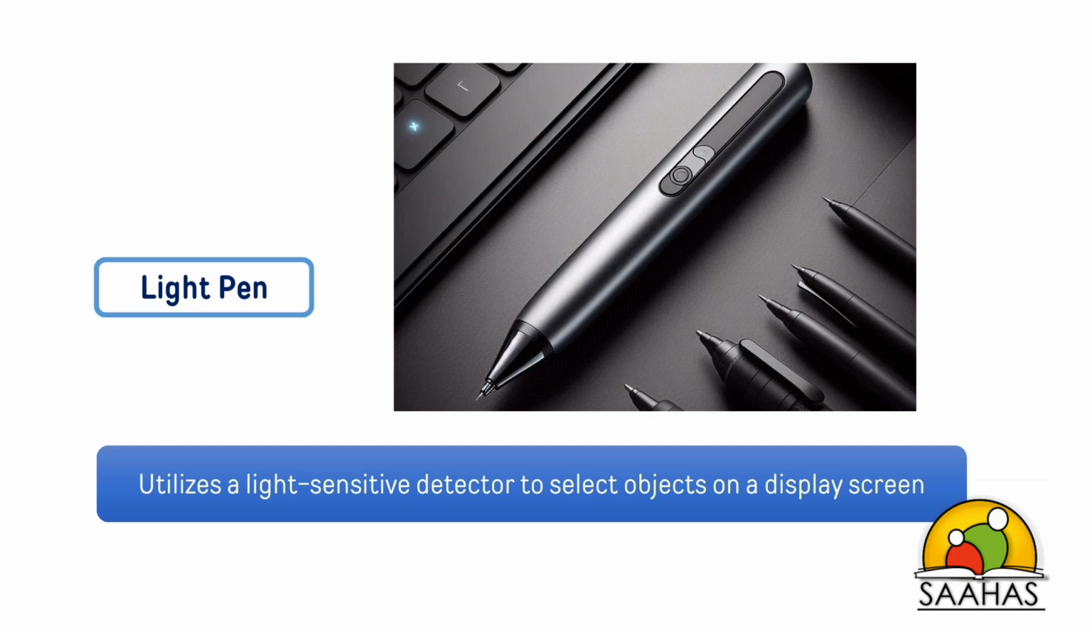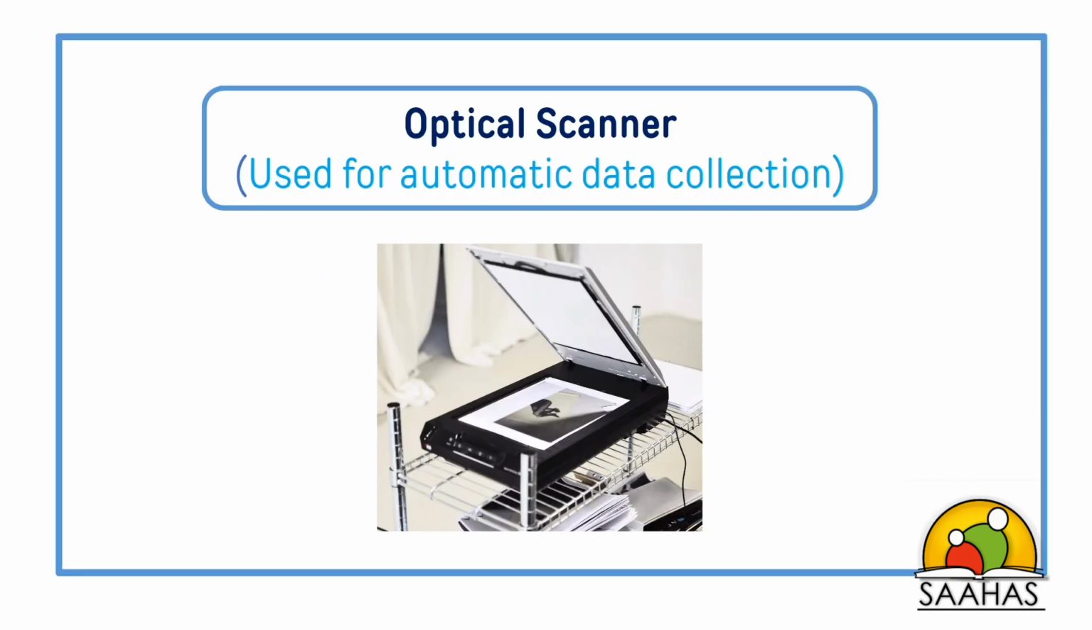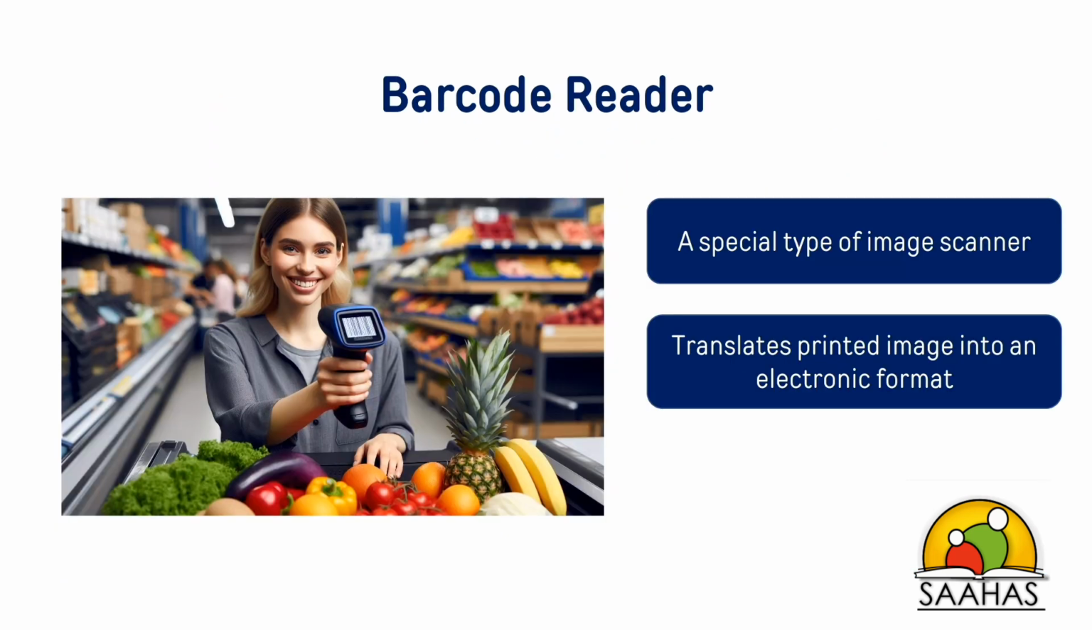Light pen. Light pen is also an input device that utilizes a light sensitive detector to select objects on display screen. Optical scanner. Optical scanner is an input device which is used for automatic data collection. It eliminates the manual input of your data by using keyboard or mouse.